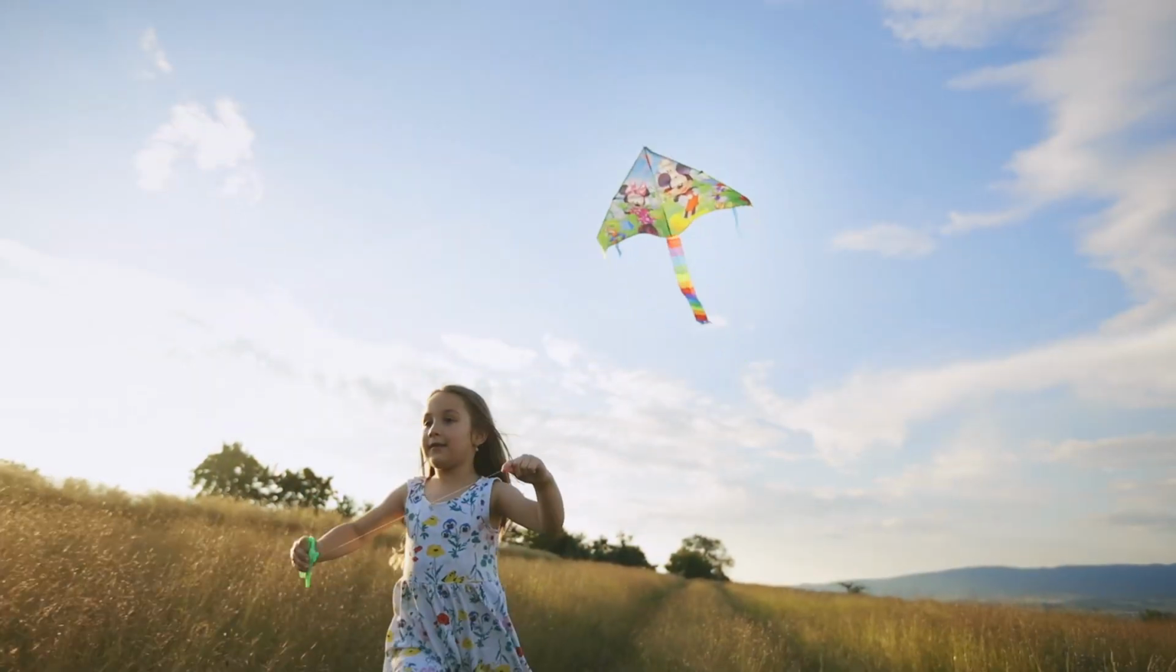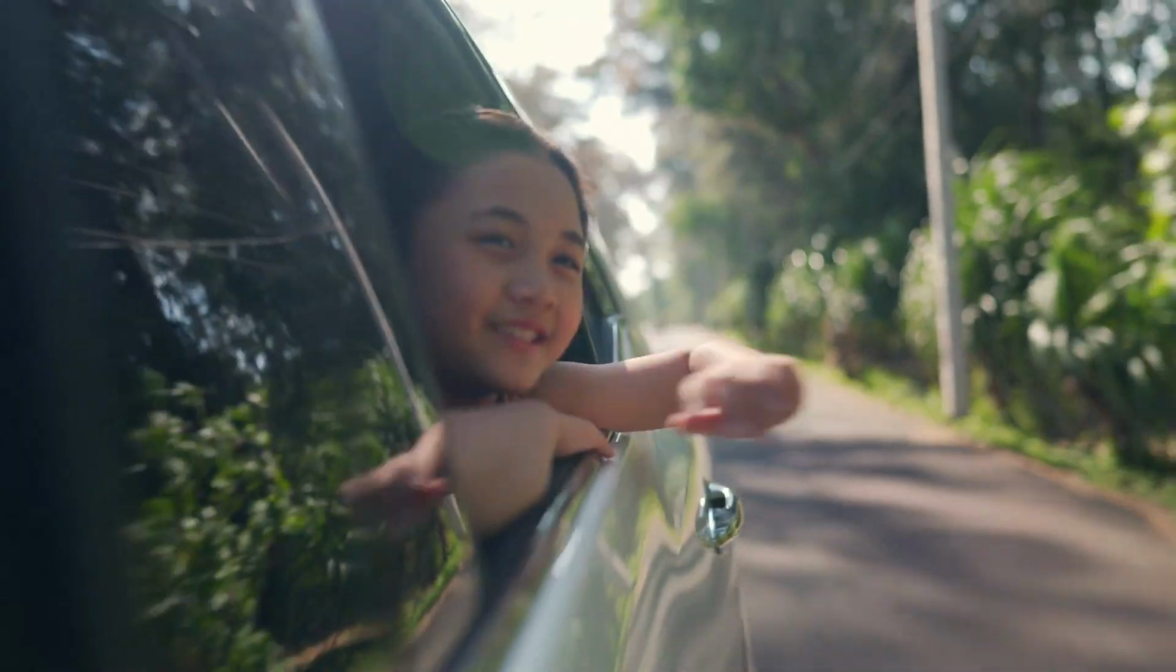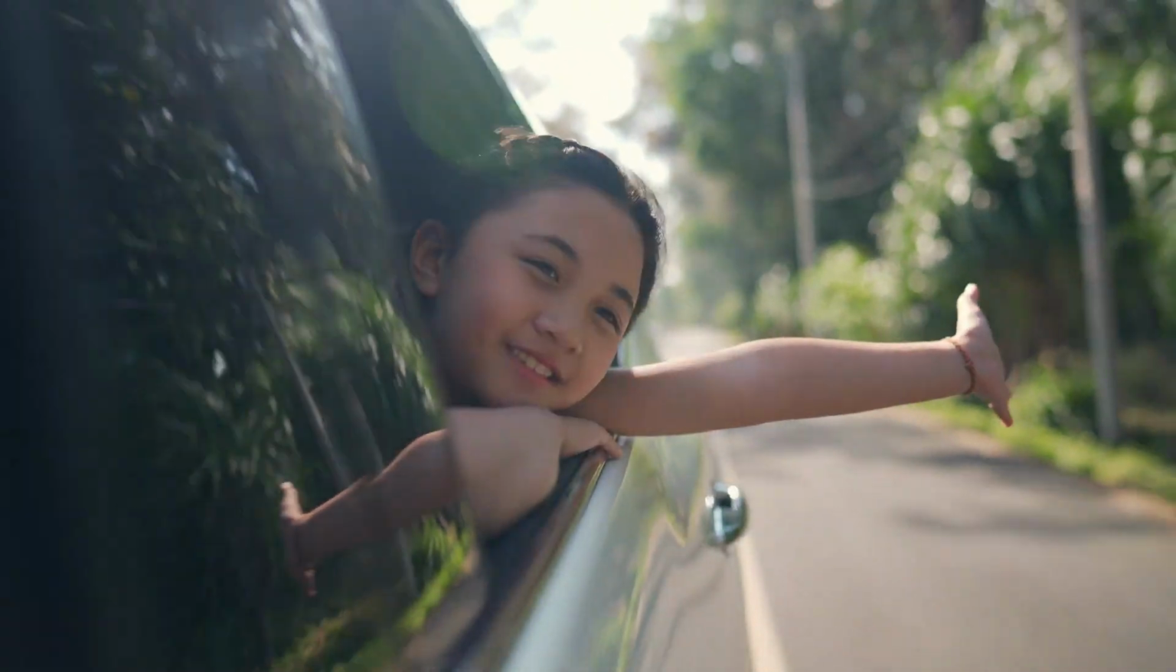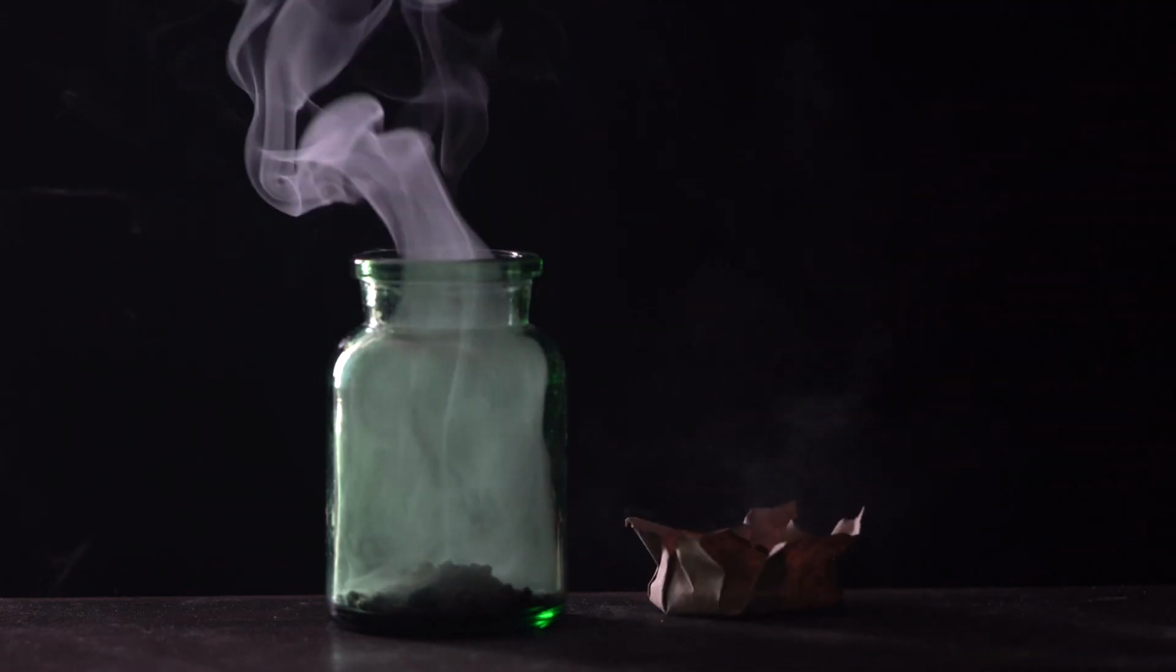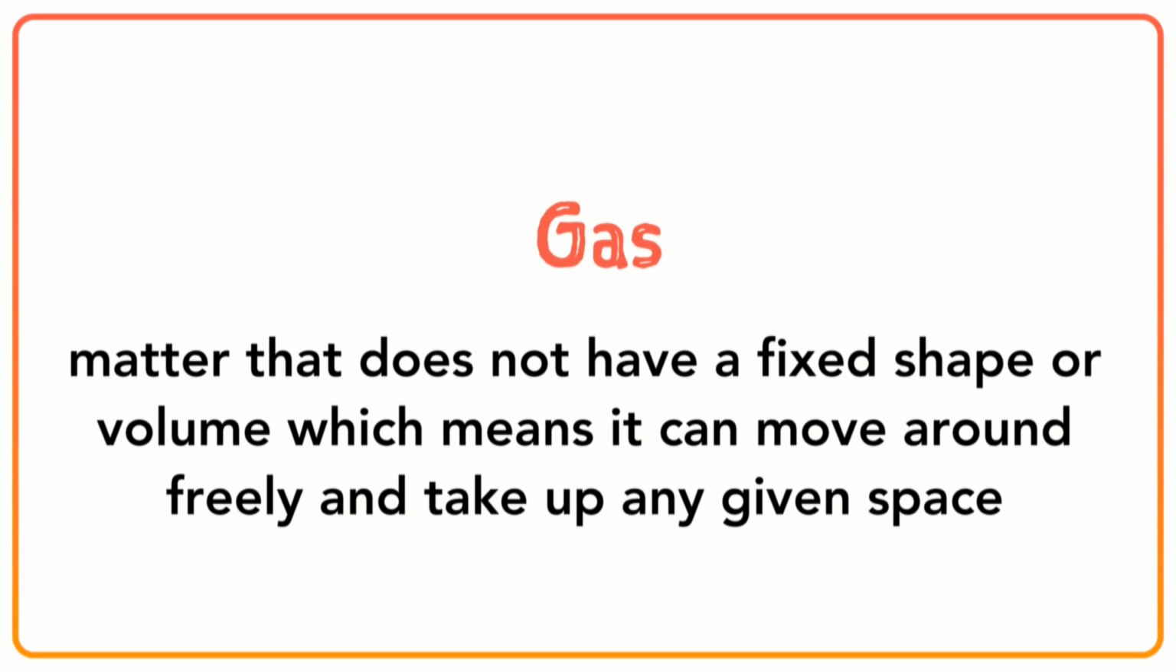Air is what we breathe and what is all around us. We feel air, but we can't see it. Air is a mixture of gases. A gas is matter that does not have a fixed shape or volume, which means it can move around freely and take up any given space.